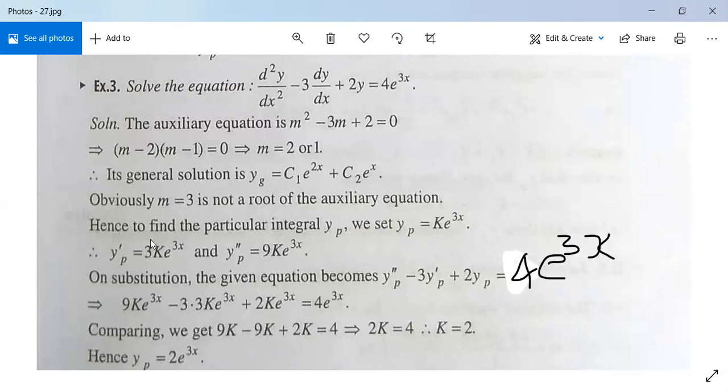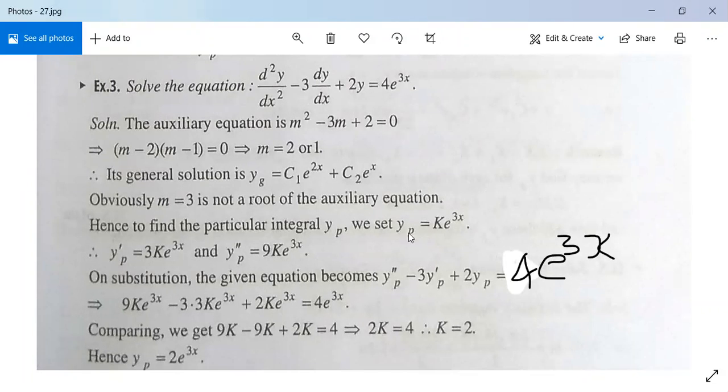To find the particular integral, we take yp is equal to k into e to the power 3x, because the right side is of e to the power 3x type and 3 is not a root of the auxiliary equation, that is, m is not equal to 3. So we will take the particular integral equal to k into e to the power 3x.